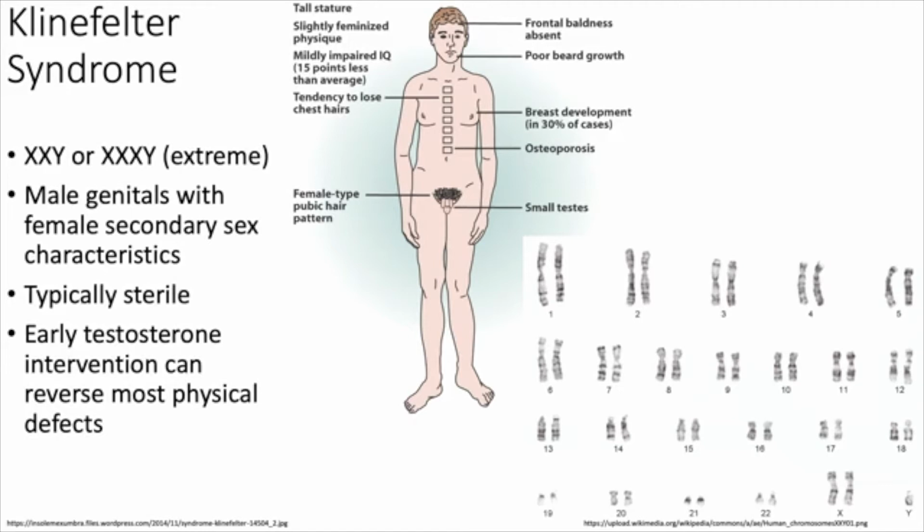So they'll develop breasts. I mean, this only says 30% of the cases, but it's tricky because a lot of times you'll have early intervention. Usually you give early testosterone and you can reverse most of the physical defects, but you will be sterile for the most part. And so that's just what happens. You can imagine you're supposed to get one X from mom and one Y from dad, but what if both of those X's came from mom? Or you could have a sperm that has an X and a Y, and that got into the cell as well. And so that's how that could occur.